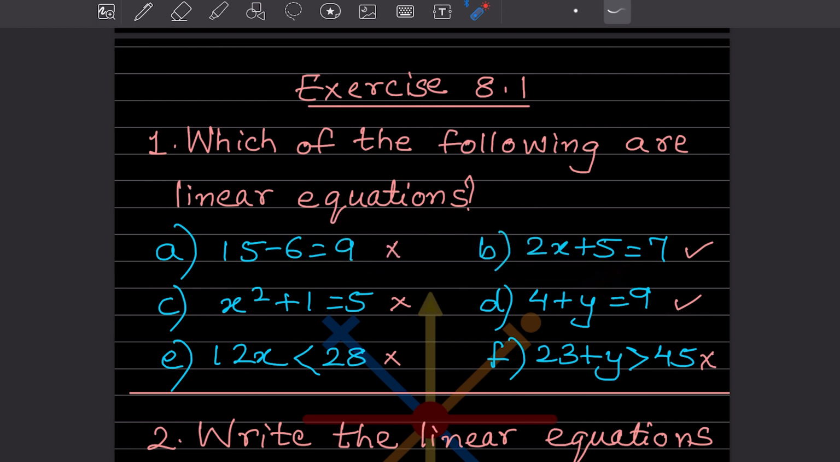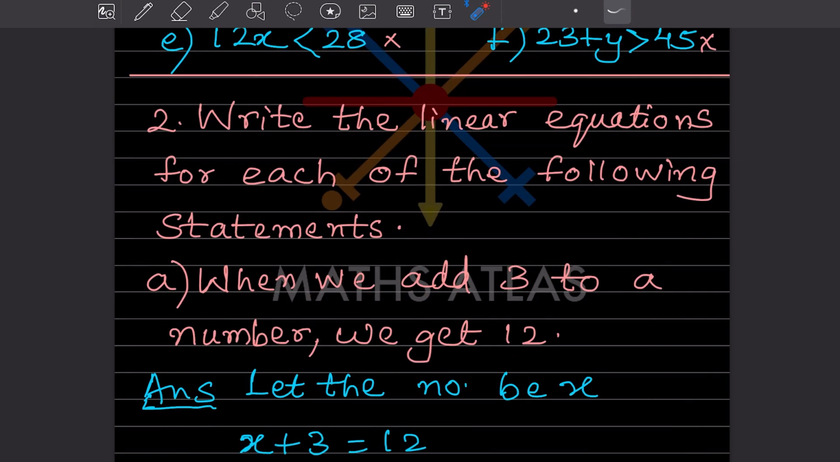Okay, so here what is that? Y, we have the power 1. So this is a linear equation. Now here this says the inequality. This is not a linear equation. Of course, wherever the sign is there, that is the inequality sign. This is not a linear equation. Hope you got it. So now let us go for the next one.